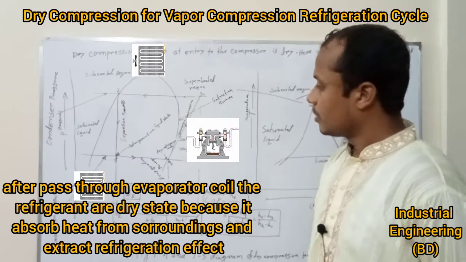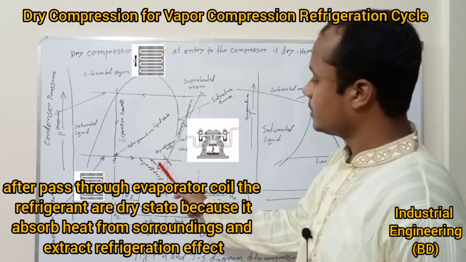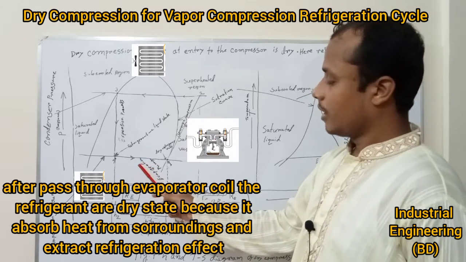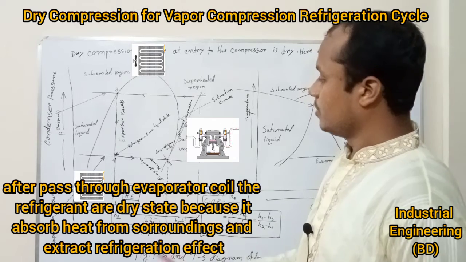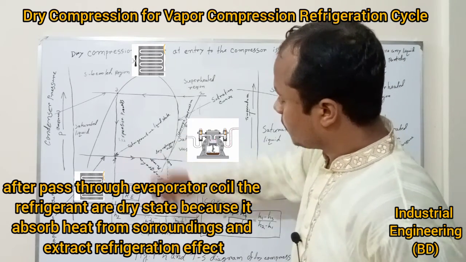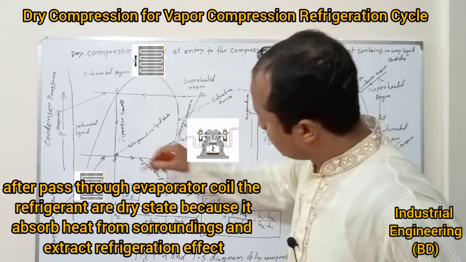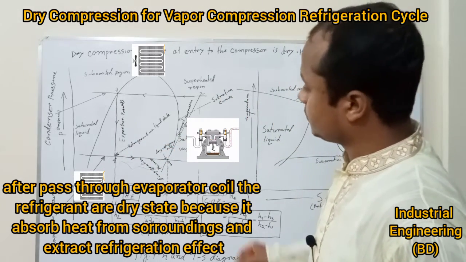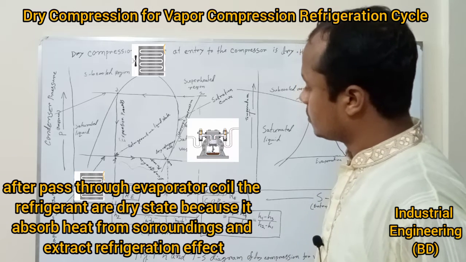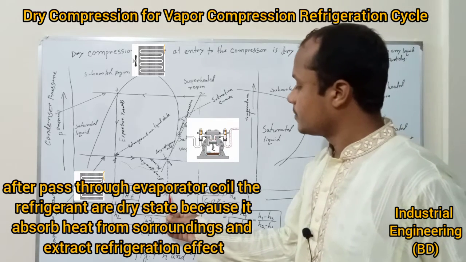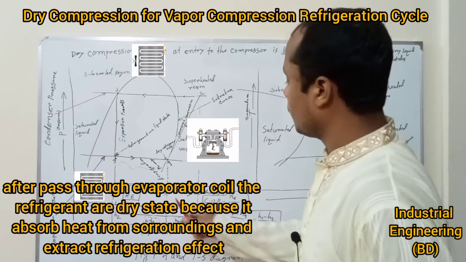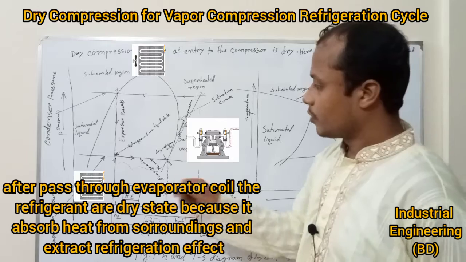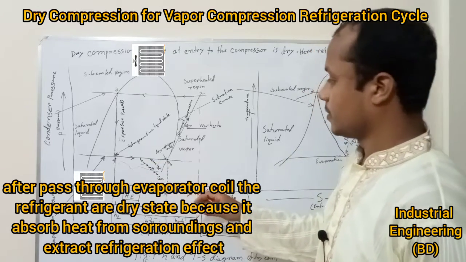We know that this evaporation process is a constant pressure process, and due to the evaporation process we extract the refrigeration effect. So this point is the evaporation process. We can write this as H4 minus H1. The evaporation process is completed at constant pressure.